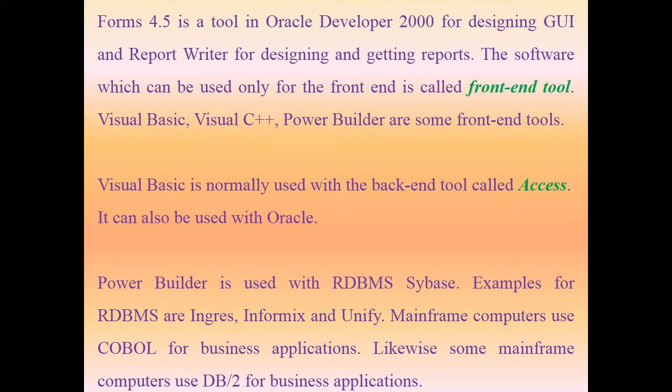Visual Basic, Visual C++, Power Builder are some examples for front end tools. Visual Basic is normally used with the back end tool called Access. Visual Basic can be used with Oracle also. Power Builder is used with RDBMS base. Examples for RDBMS are Ingres, Informix and Unify. Mainframe computers use COBOL language for business applications. Likewise, some mainframe computers use DB/2 for business applications also.